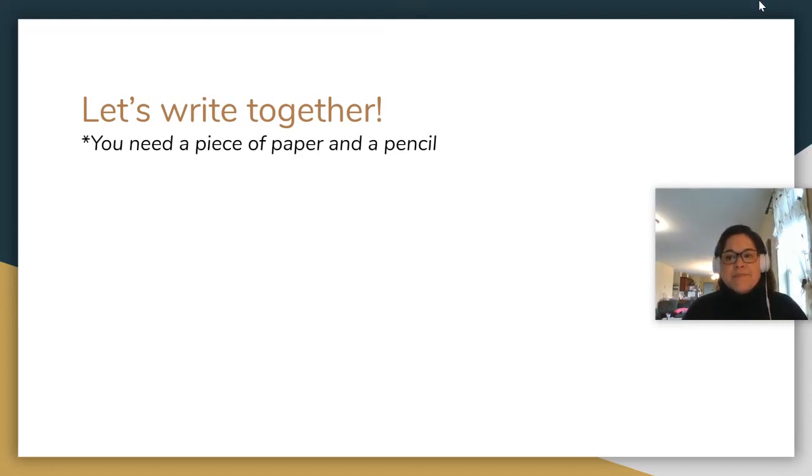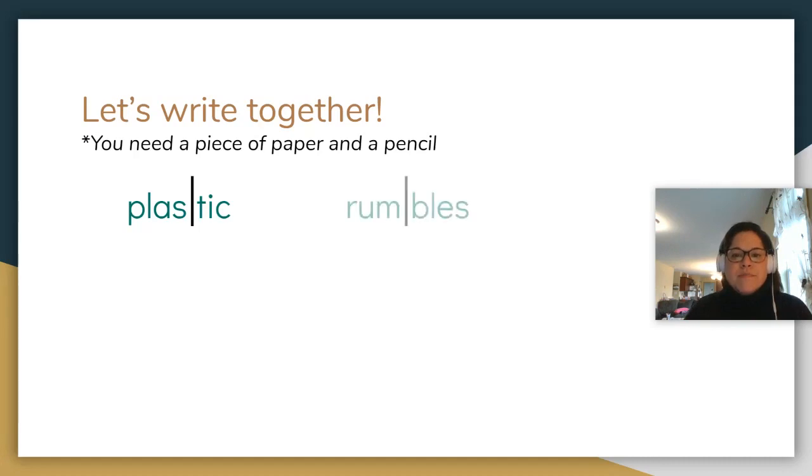Clap the syllables. Plastic. These are the sounds you should have. Next word, rumbles. Rumbles. 2 syllables. First syllable, next syllable. Rumbles. Compare your work with what I have.